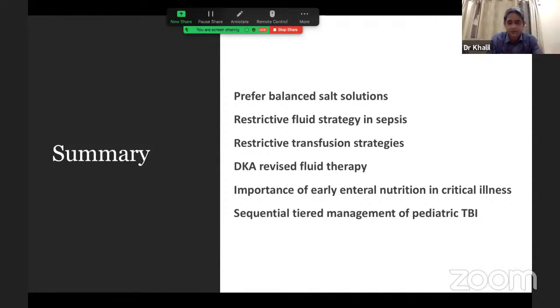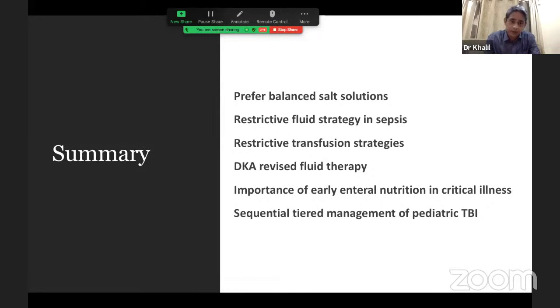In the management of DKA, after fluid resuscitation, once you have adequately resuscitated the child, and when you are sure that your potassium levels are not low, then you can start on insulin, your regular insulin infusion. You can start either in a dose of 0.1 unit per kg or 0.05 unit per kg per hour.